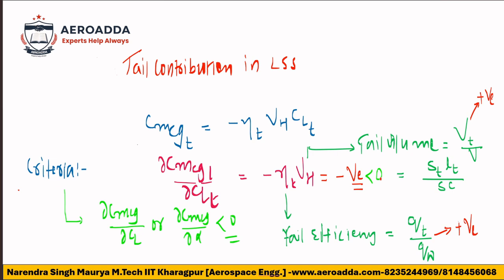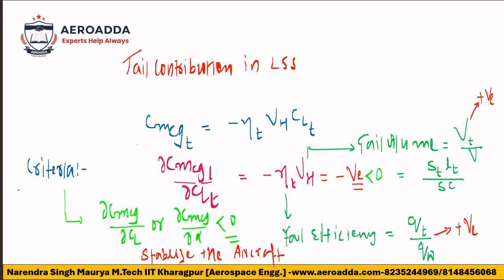So if you see that dou CM CG by dou CLT, you are getting negative, it doesn't matter. That contribution of the tail in LSS will be positive. Positive contribution means it is going to stabilize the aircraft, that's all. Negative contribution would destabilize the aircraft, that's all. And if they ask the contribution, the contribution of the tail for the LSS will always be positive, means it will stabilize the aircraft. Hope you all are getting my point, correct? Still, if somebody has any doubt, you can please ask me.